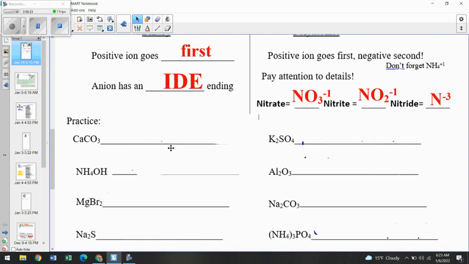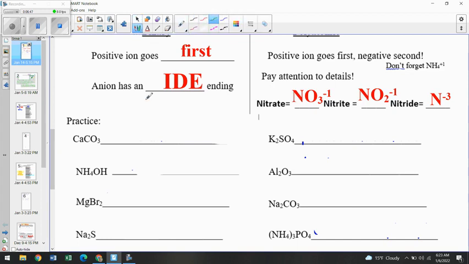Okay, so let's do a little bit of practice. How do we do this? Okay, so this first one, here's what you need to do. When you want to figure out whether you're doing binary rules or the polyatomic rules, here's the very first question you should ask. Does this compound have 2 elements only or more than 2? The moment you realize it has more than 2, you know you need that blue sheet, that polyatomic ion sheet.